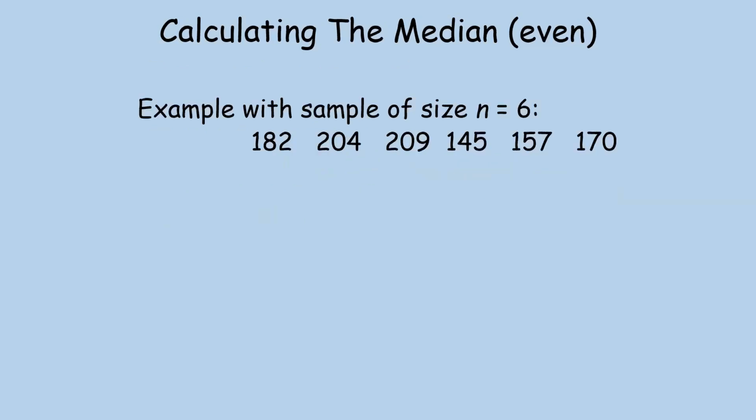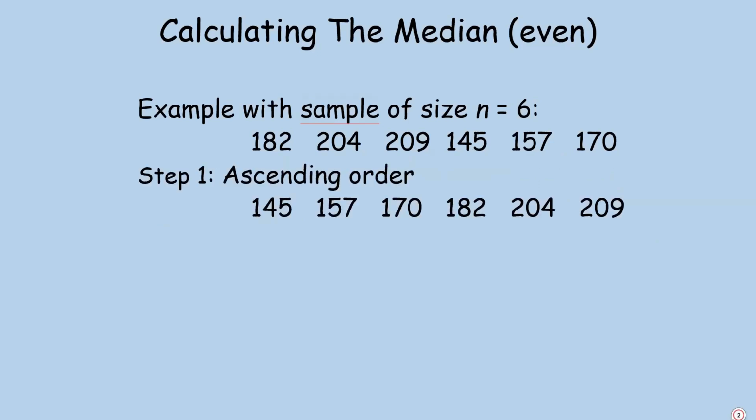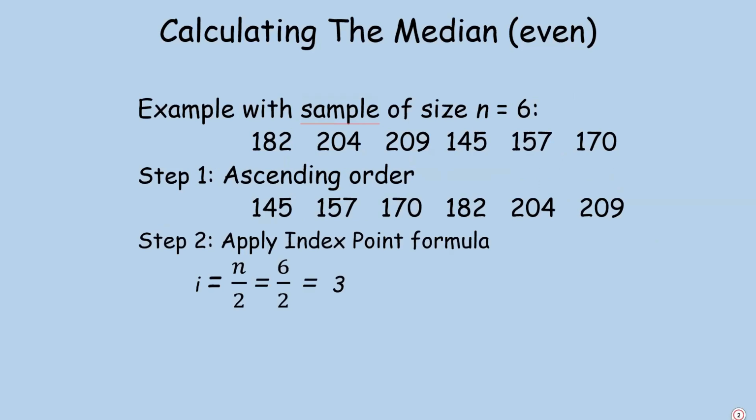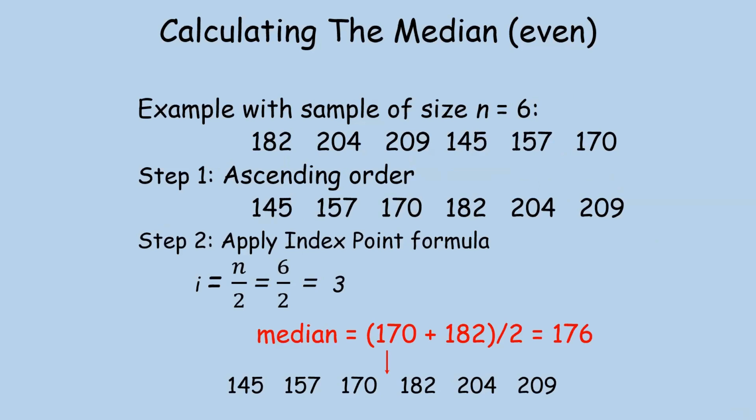Even number of observations. Let's find the median of these 6 numbers. First, we arrange them from smallest to largest. Step 2. Find the middle. Take the total number of values, which is 6, and divide by 2. That gives us 3, meaning the third and the fourth numbers in our list are the middle ones. Looking at our list, the third number is 170, and the fourth number is 182. To get the median, we add them up and divide by 2. So the median is 176.